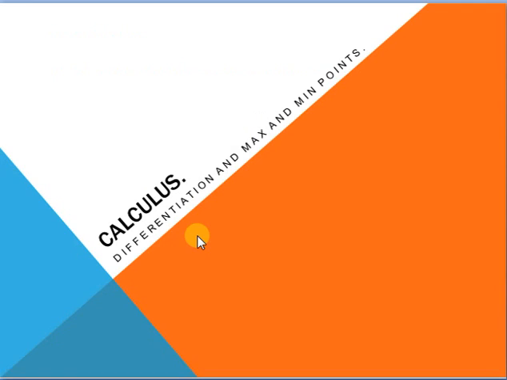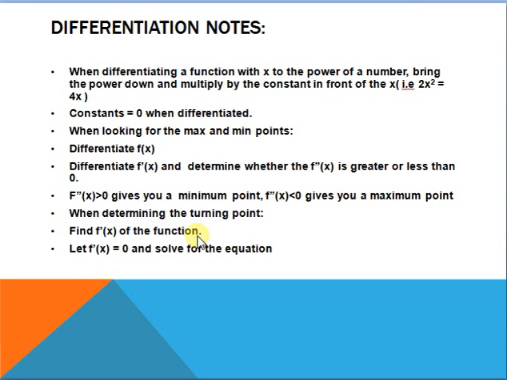And our next question, we will be dealing with calculus and differentiation and maximum points. So again, like before, I drew up some notes, except this time it's differentiation notes. So when differentiating a function with x to the power of a number, bring the power down and multiply by the constant in front of the x. So for example, 2x squared differentiates to 4x. But how did we get this? We brought down the power, in this case 2, and multiplied it by the constant, which is also 2, and 2 by 2 is 4.